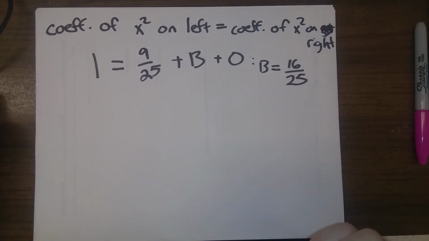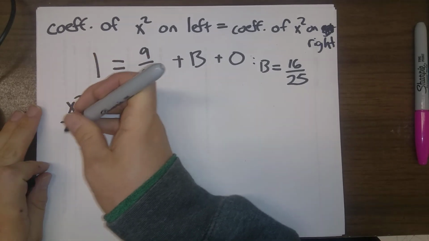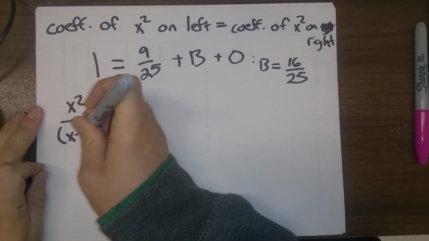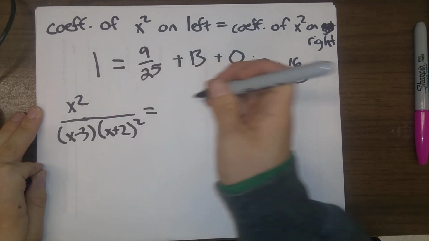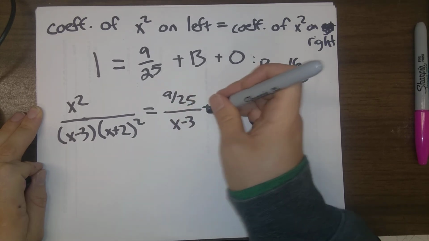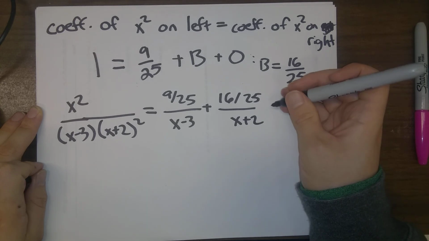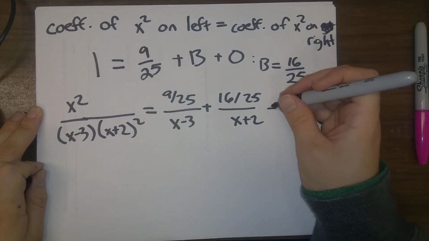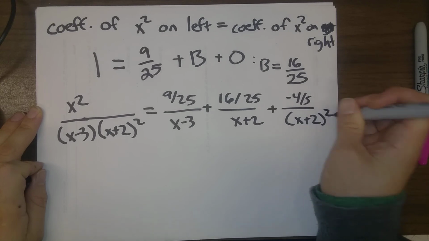Okay, so where are we? We can say now that x squared over (x minus 3) times (x plus 2) squared is equal to 9 over 25 times 1 over (x minus 3), plus 16 over 25 times 1 over (x plus 2), plus minus 4/5 over (x plus 2) squared.